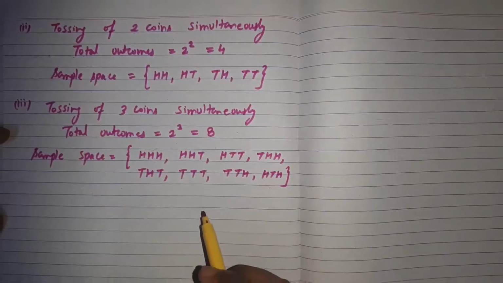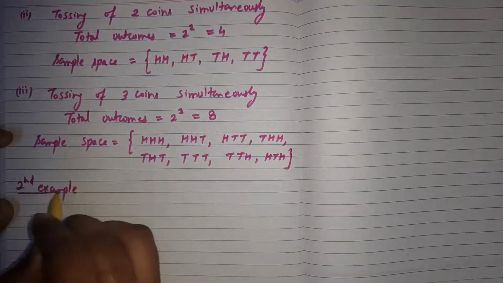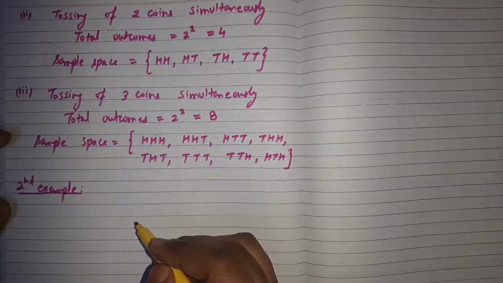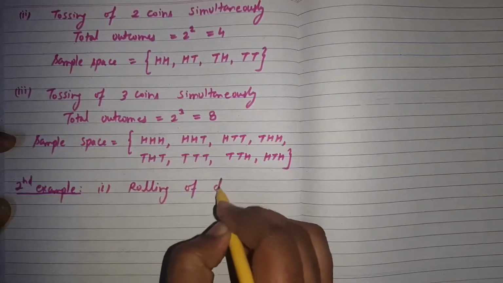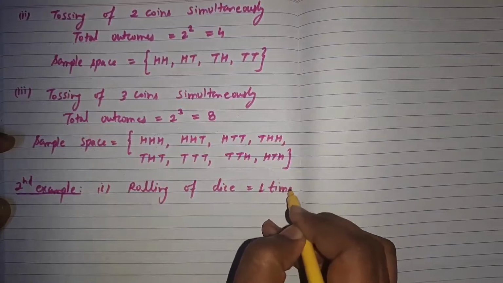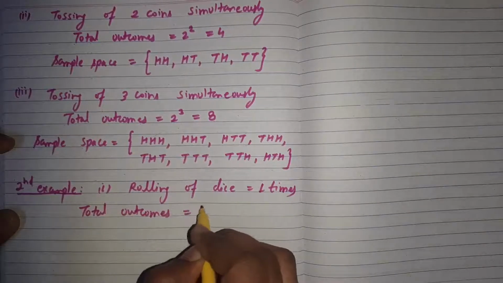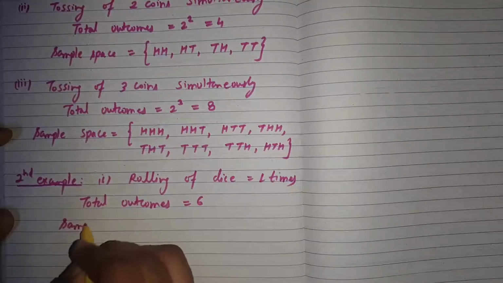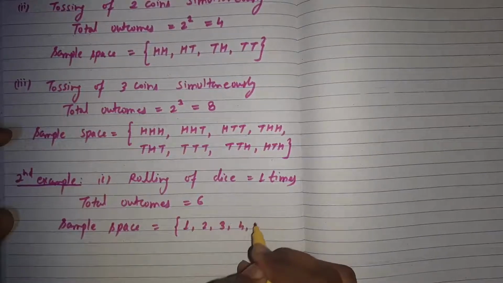Now second example, we are taking the rolling of dice. When we roll a dice one time, then total outcomes will be 6, because we know that there are 6 numbers on the dice: 1, 2, 3, 4, 5 and 6. So the sample space is equal to 1, 2, 3, 4, 5 and 6.